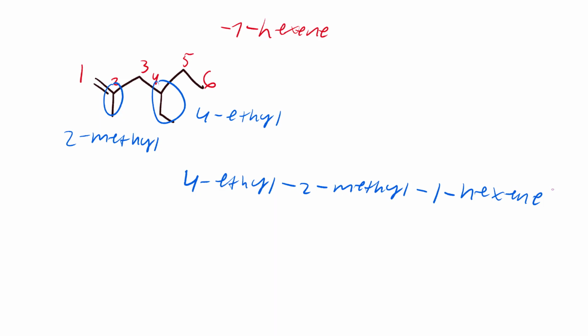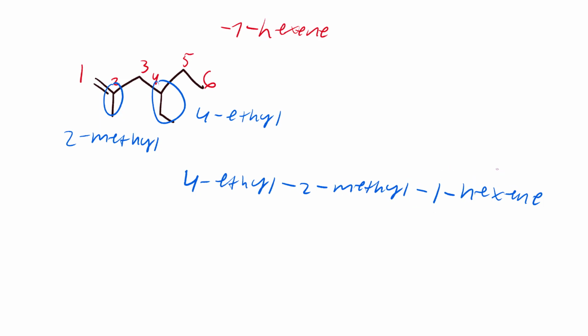However, there's only a double bond here, so I count from the double bond. After that, you name your substituents, you number them, you separate them, and then you bring them back together into a full name. So 2-methyl is not alphabetical. You're going to have 4-ethyl, 2-methyl, 1-hexene.